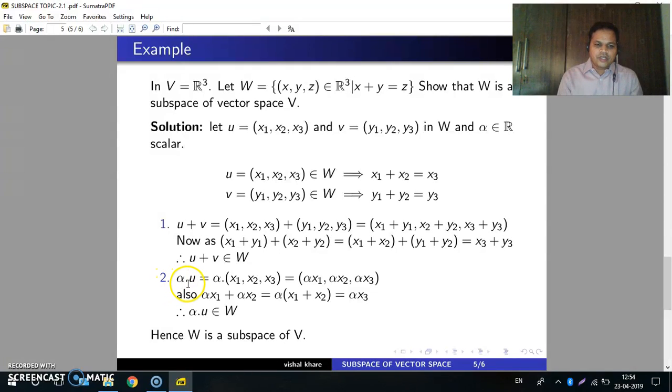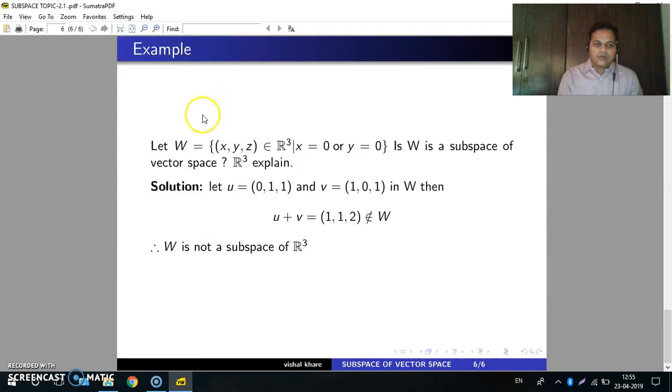Similarly, we'll check the second condition, alpha into u. Alpha into (x1, x2, x3) is equal to (alpha x1, alpha x2, alpha x3). Now we again check whether this element belongs to W or not. We take the addition of the first two coordinates of this element: alpha x1 plus alpha x2 is equal to alpha into (x1 plus x2), and x1 plus x2 is equal to x3. Therefore it is equal to alpha into x3. Therefore alpha dot u belongs to W. Hence W is a subspace of V.